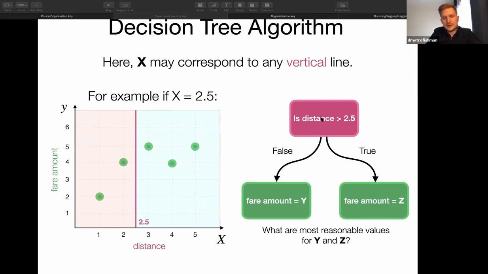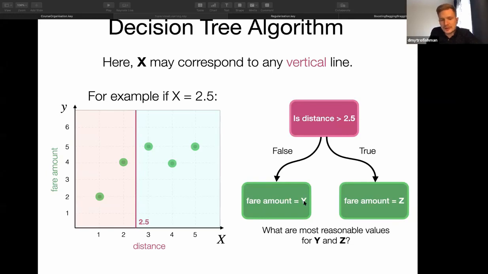2.5. So whatever traveling we have done that is shorter than 2.5 kilometers, if you take a taxi for less than 2.5 kilometers, you will pay Y dollars. If you take a taxi for more than 2.5 kilometers, including 1,000 kilometers and wherever you like to go, you will pay a fixed price, Z dollars. Okay, this is a very simplistic example. It's very naive, doesn't make any sense, but this is just a way to think about decision trees.